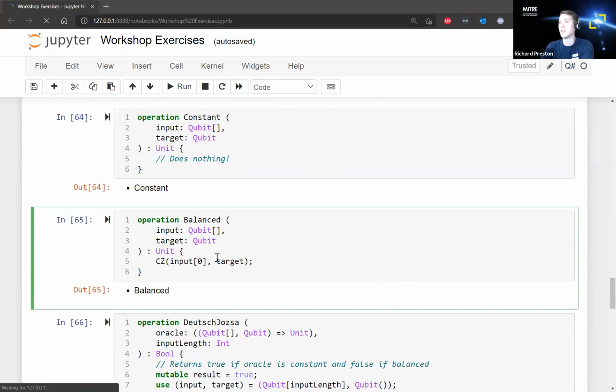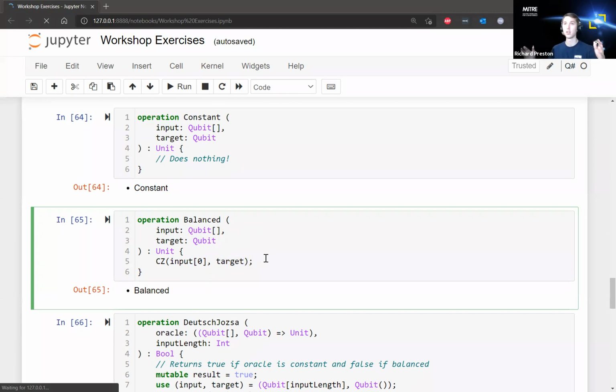And then here's an example of a balanced oracle. So we have, again, the same syntax. We have an input register and a target qubit. And all this does is apply a Z when the first qubit is a 1. So it's a CZ with the first qubit as the control and the target as the target.